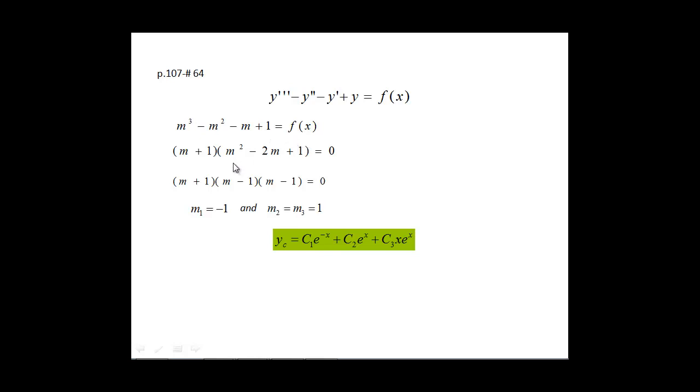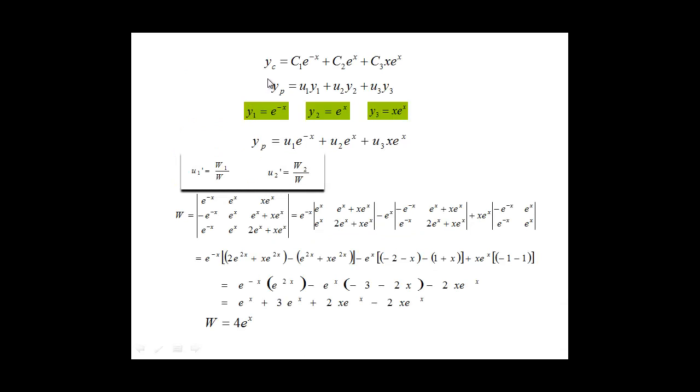First, we need to make it into a homogeneous equation which is equal to 0. From its roots, m sub 1 equal to negative 1 and m sub 2 equal to m sub 3 which is equal to 1, we obtain the complementary function which is equal to c sub 1 e to the negative x plus c sub 2 e to the x plus c sub 3 x e to the x.